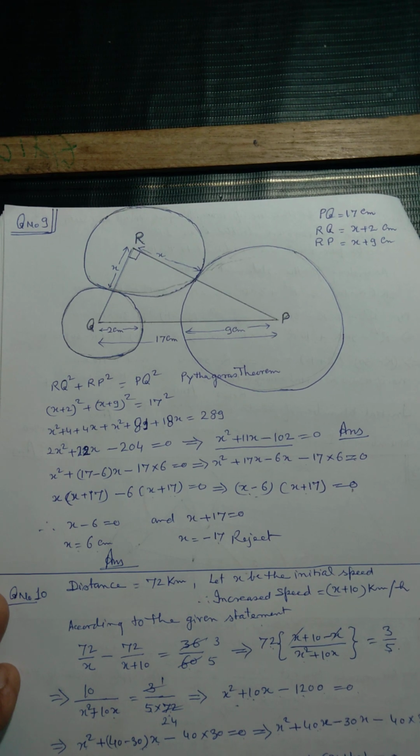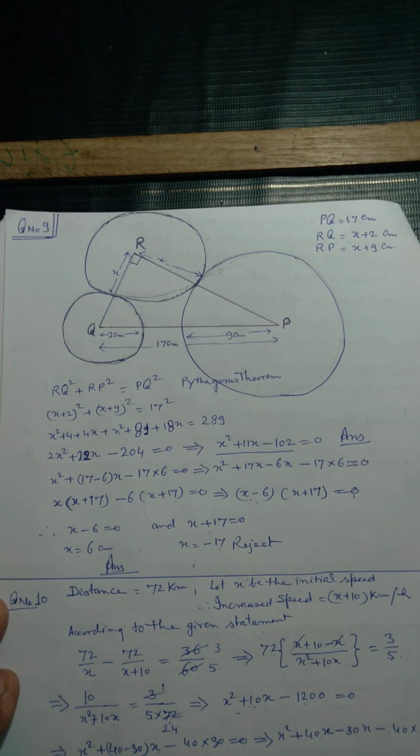We put x minus 30 equal to 0. X is equal to 30 kilometer per hour. Here if you further solve it, you will get x is equal to minus 40 kilometer per hour. Hence it will be rejected because the speed cannot be negative. Now proceed to question number 11.